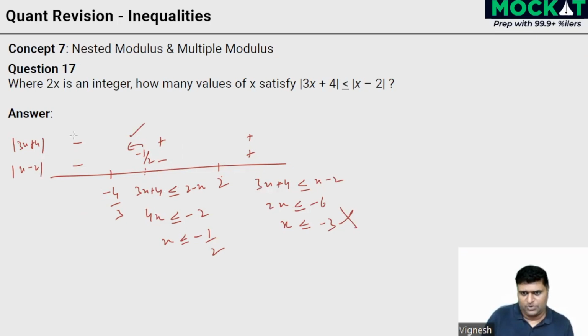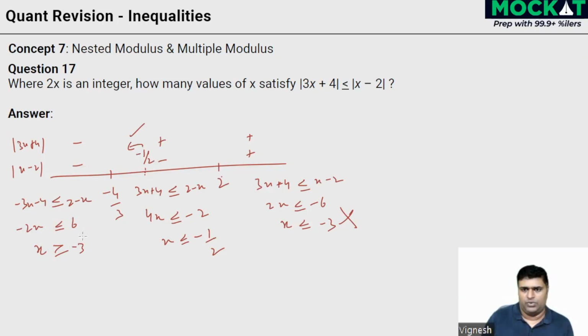On to the last part over here. Both are negative. So 3x plus 4 is going to become minus 3x minus 4 is less than equal to 2 minus x or minus x plus 2. Bring the x over here. You get a minus 2x is less than equal to, take the minus 4 there. It's a plus 4, 6. So x over here is greater than equal to. Why? Because when I take the minus 2, sign is going to change. X is going to be greater than equal to 6 by minus 2, which is minus 3.